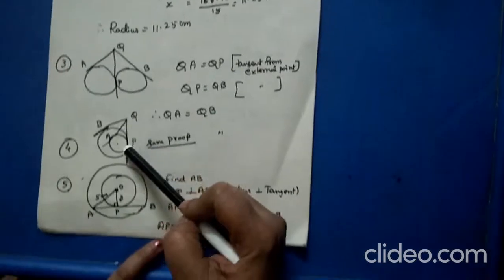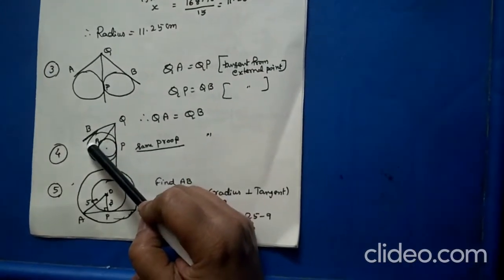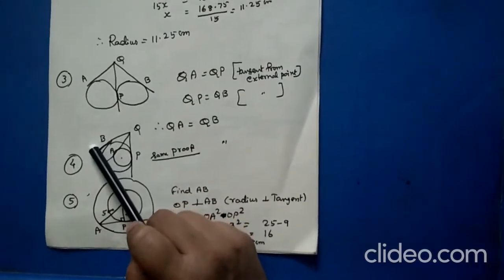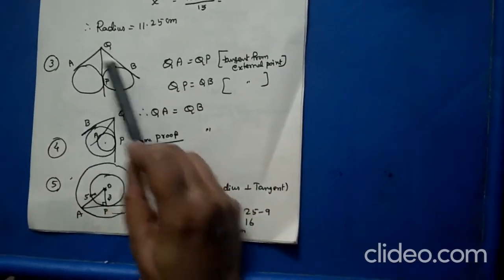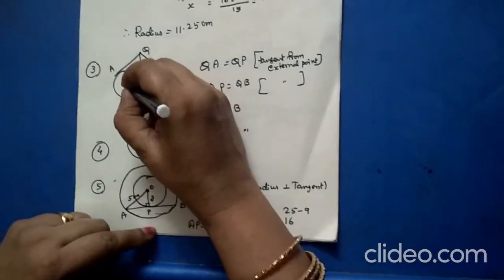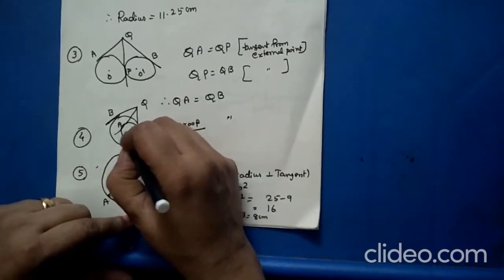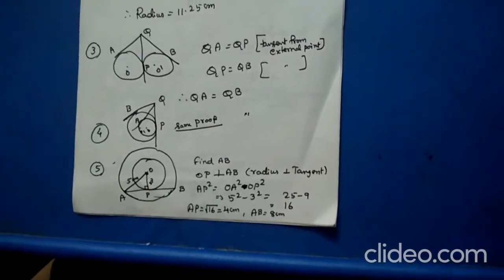Here also the same thing. QP is the common tangent. QA is tangent to the small circle and QB is the tangent to the big circle. Now you have to prove QA is equal to QB. This is the center of the circle and this is the center of the other circle. Like that you take O and O dash as the centers of the circles.